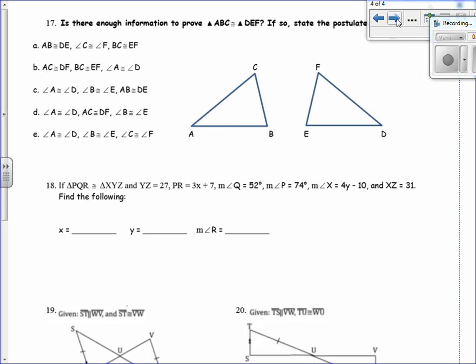Okay, so AB, D, angle C, and BC is equal to D. Okay, so let's see if this works. This is an angle side. Is there such thing as angle side? No.